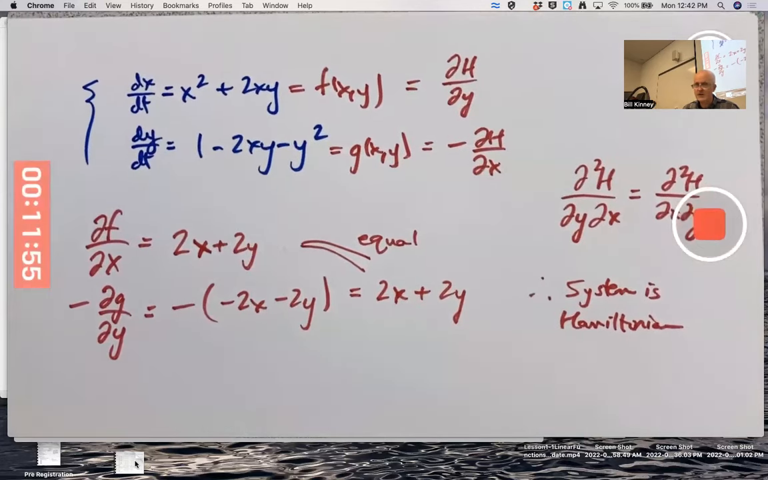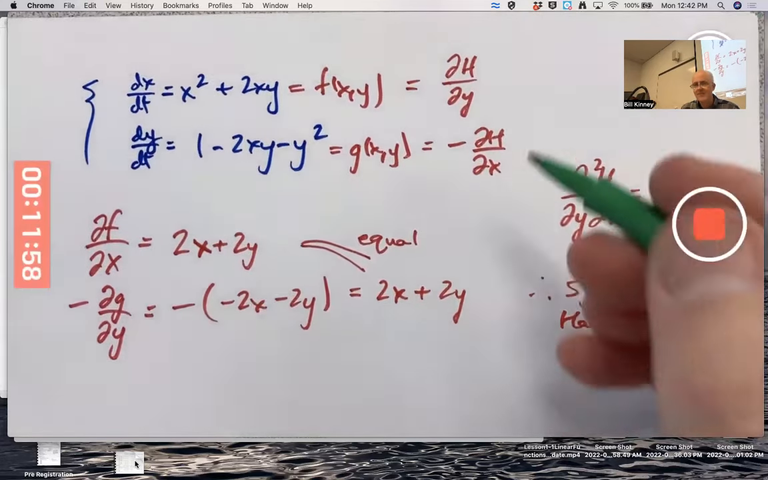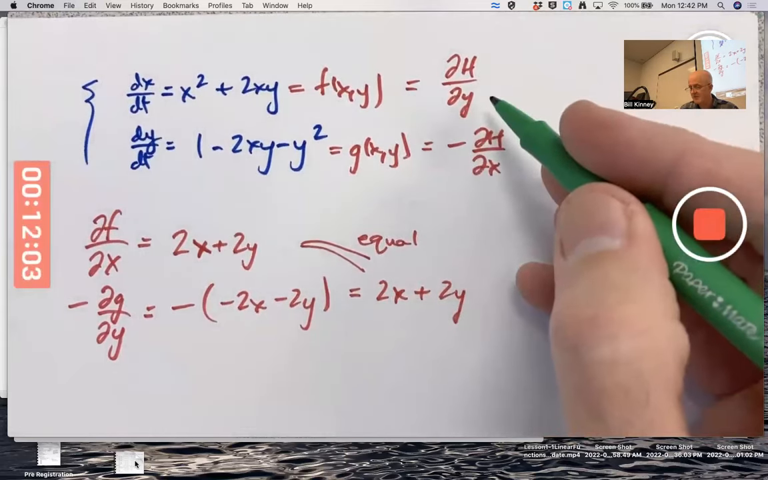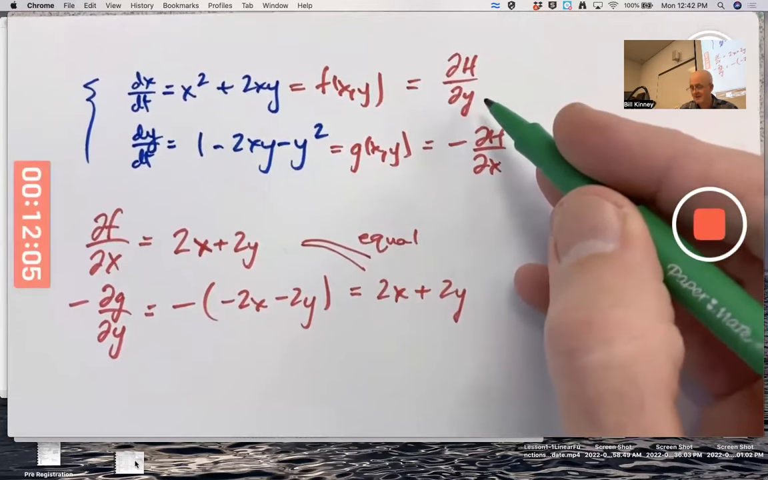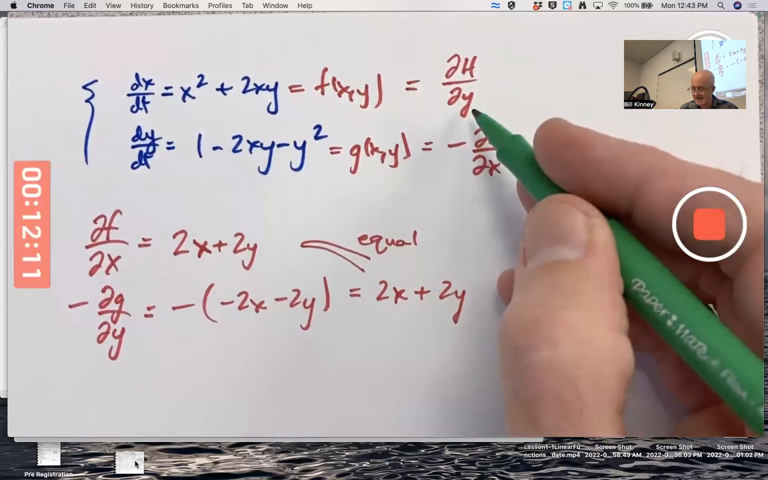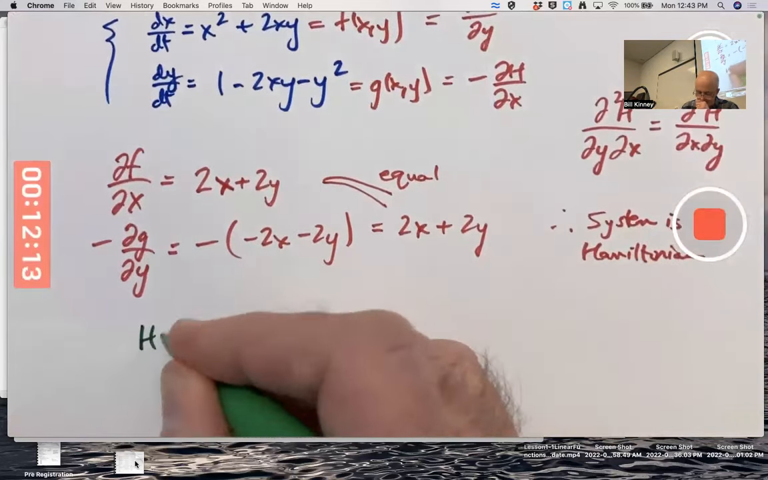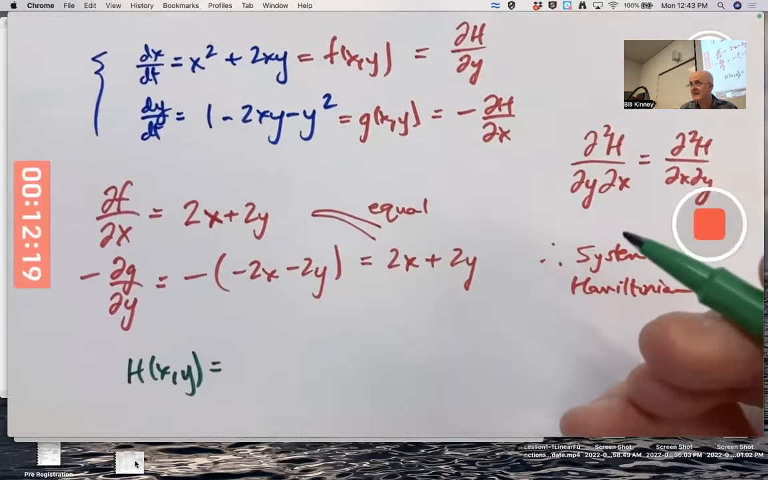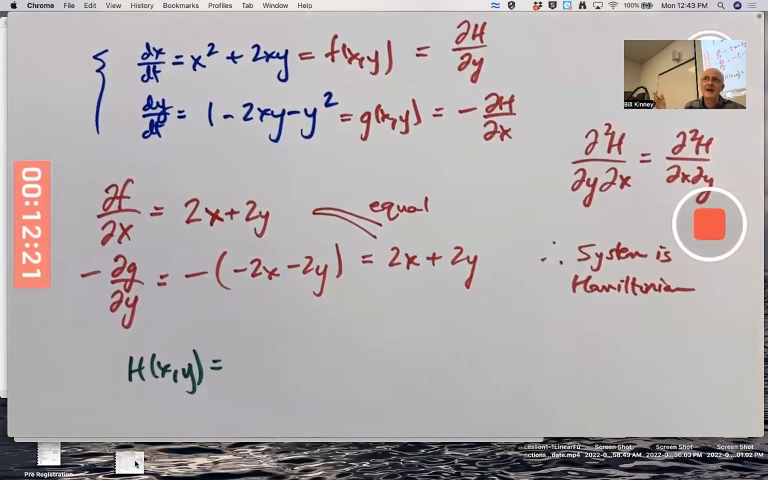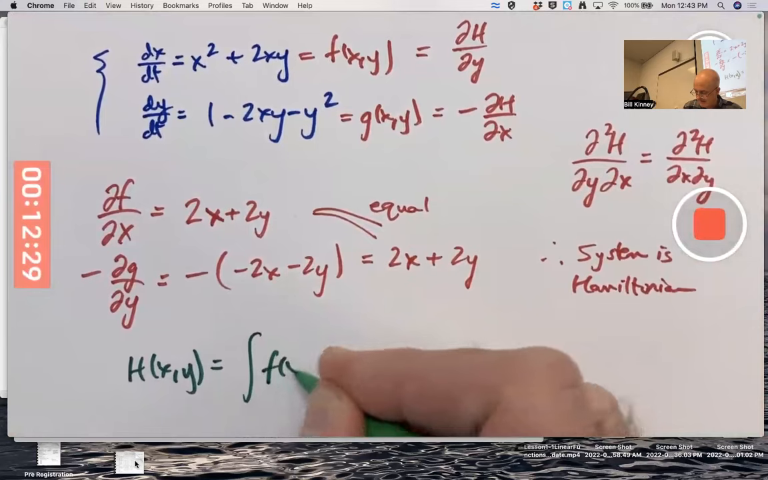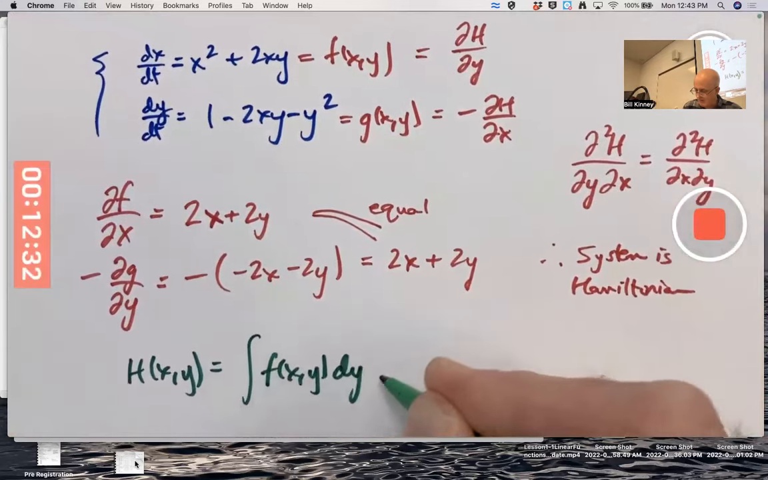How do you find the Hamiltonian function? Again, we did this last Friday, but we'll do it again. Since these functions are derivatives of the Hamiltonian function, to find the Hamiltonian function, I better integrate. This function is supposed to be the derivative of the Hamiltonian function with respect to y. So if I integrate it with respect to y, that should give me the Hamiltonian function, up to a quote unquote constant that could depend on x. It's not literally a constant. Integrate that with respect to y.